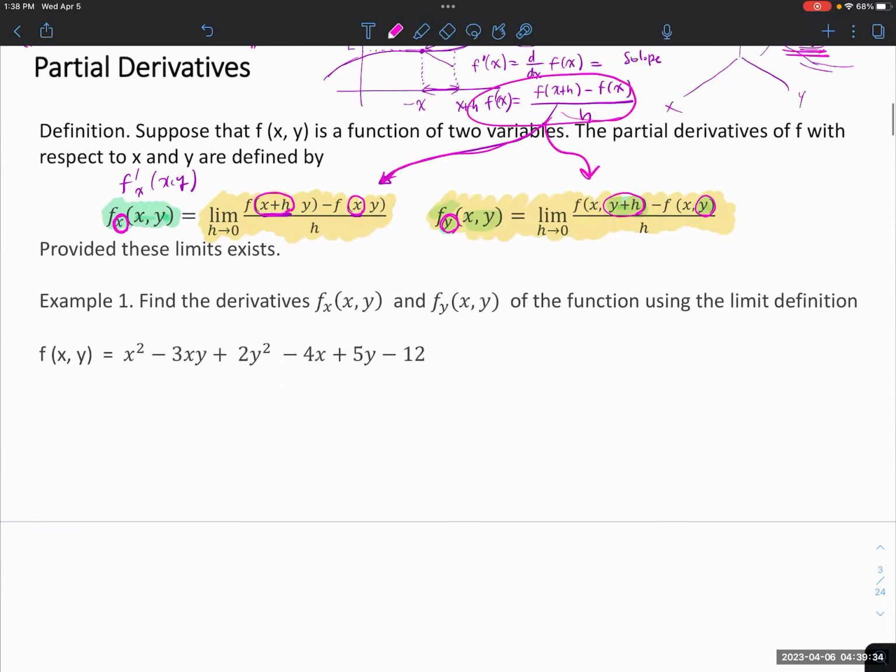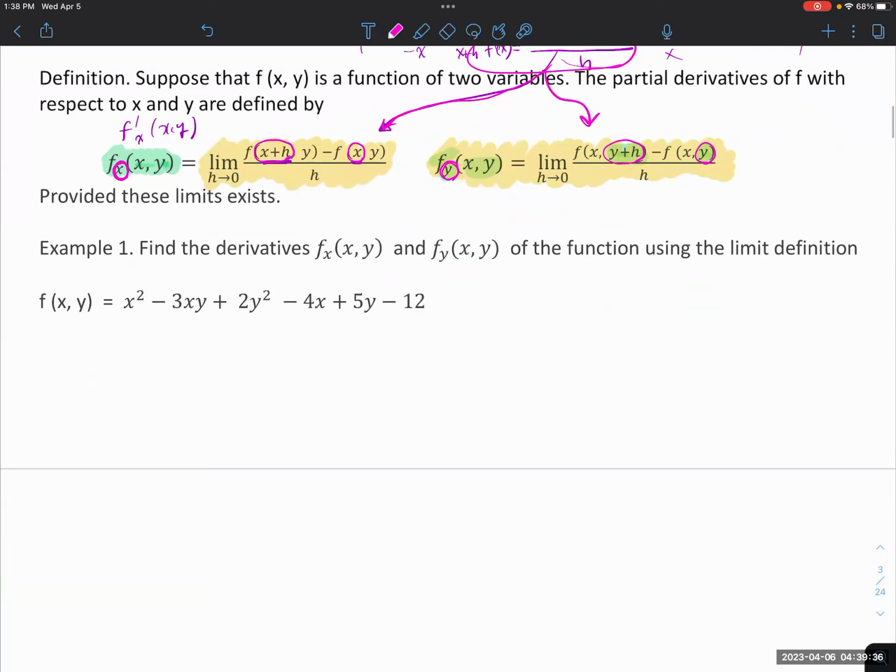I think I need a little bit of space. So I want to find the derivative, one for x, one for y, because we have both x and y. And they want you to use the limit definition of the differentiation. So this is just the regular f of x comma y, and let's find f sub x of x, y. We are taking the derivative with respect to x only. So here is the definition.